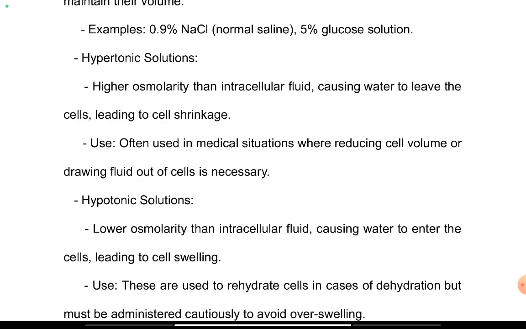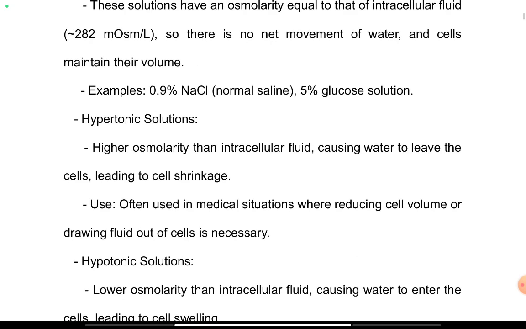So sorry about that. I think I made a mistake. In someone that has cerebral edema, there is higher solute and lower water concentration. So in that very case, what you are going to use is a hypertonic solution, because in hypertonic solution there is higher solute and lower water concentration, and that will help to draw out fluid from the cell.